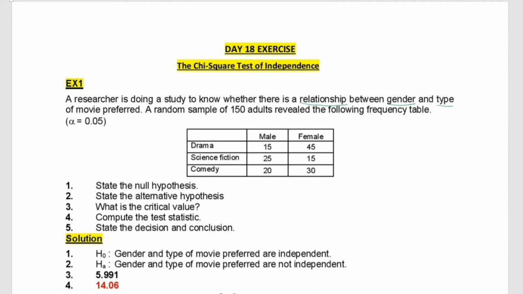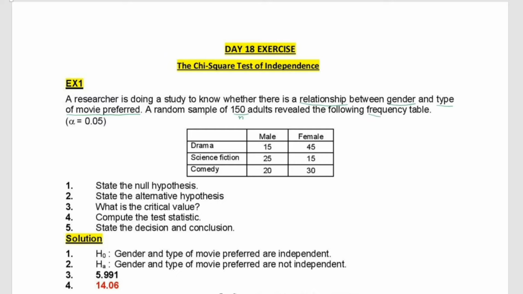You can guess that gender has only two values, male and female, therefore the gender variable is measured at nominal level. Type of movie preferred is also nominal level. To confirm, you can read further. A random sample of 150 adults. So the sample size, number of cases, number of observations, number of subjects is 150.